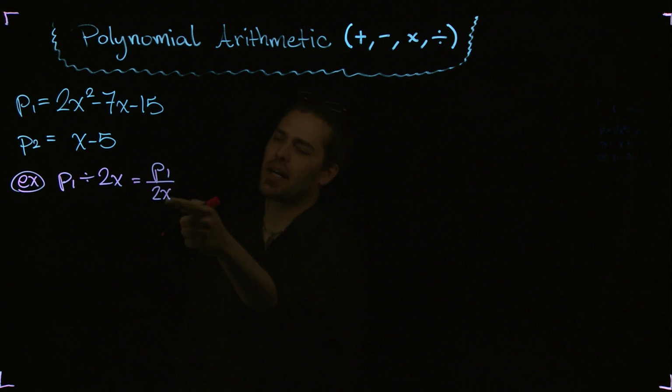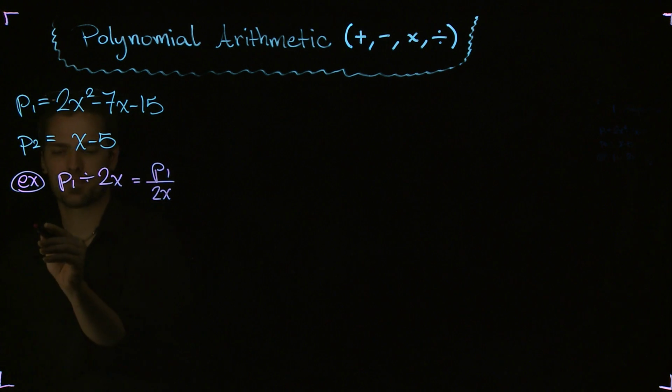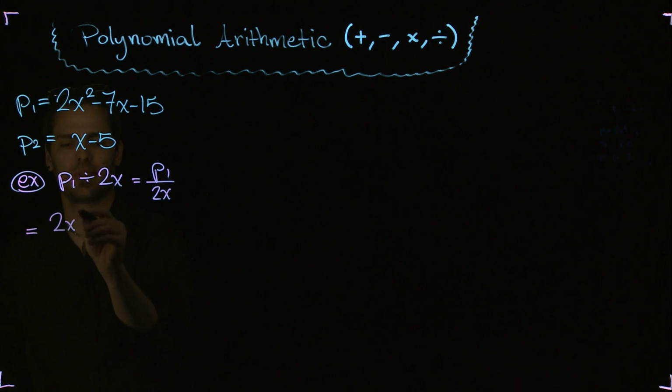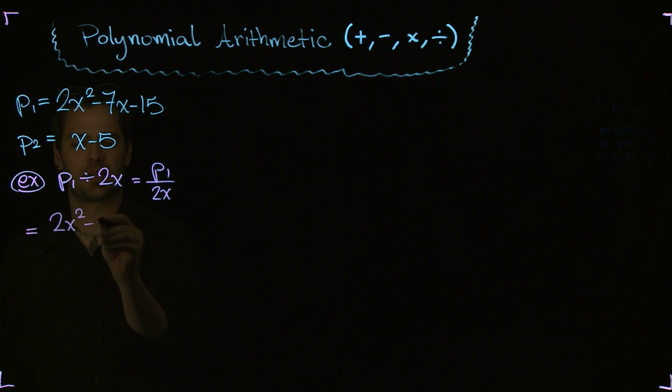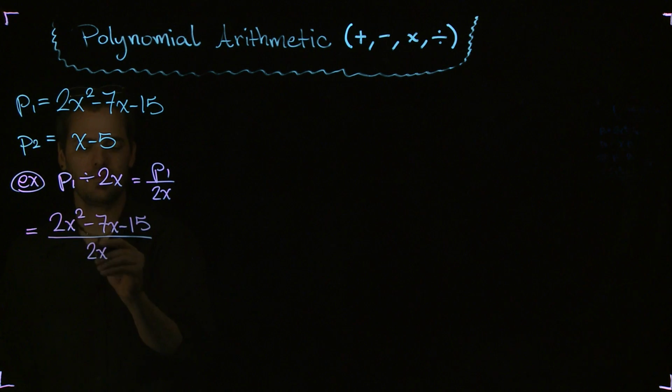And in this way, I can fill in the polynomial and make some quick sense of it. And let me just do that and show you what I'm talking about. So this gives me 2x squared minus 7x minus 15 all over 2x.